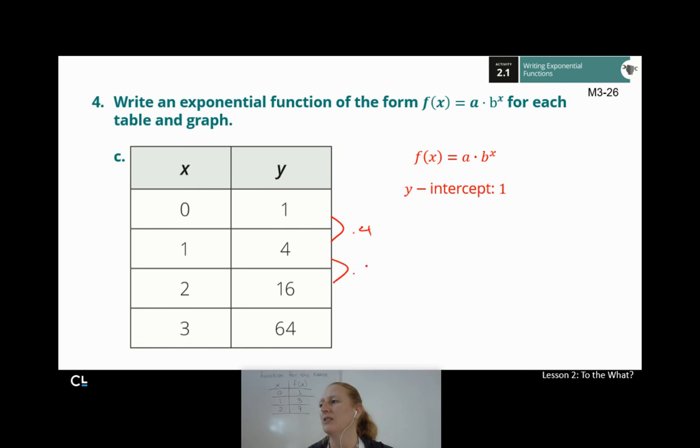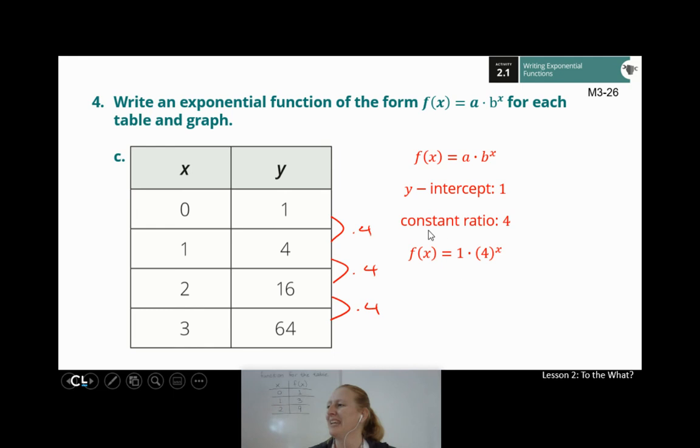This one was actually nicer than B, wasn't it? Oh my gosh. Okay. That was nicer than B. I'll take it. So that means my constant ratio is 4. So that means I can write f of x equals 1 times 4 to the x power.